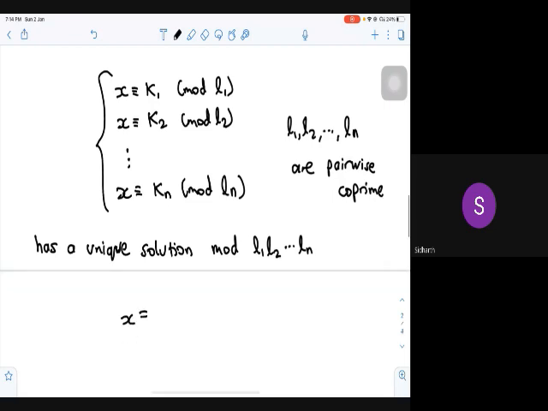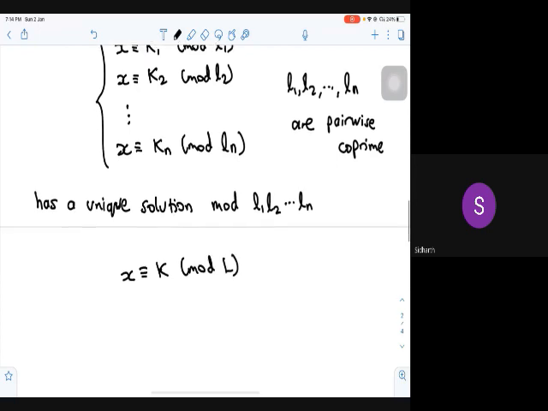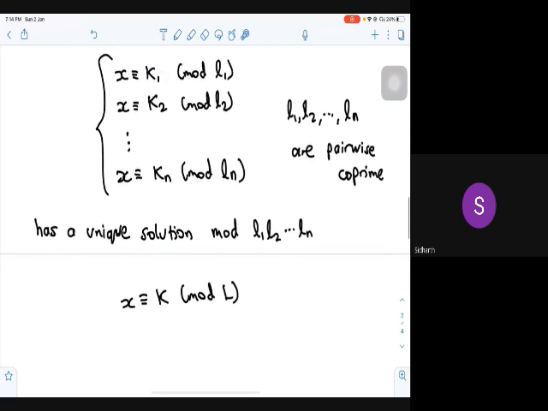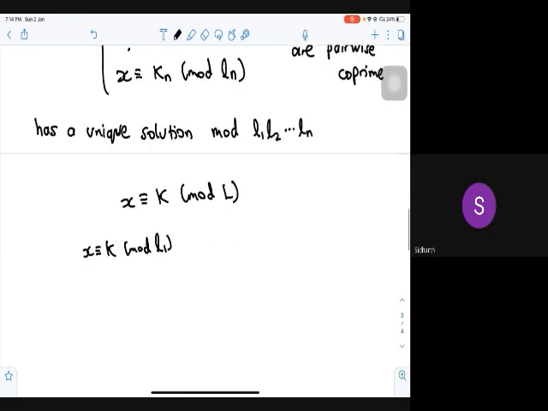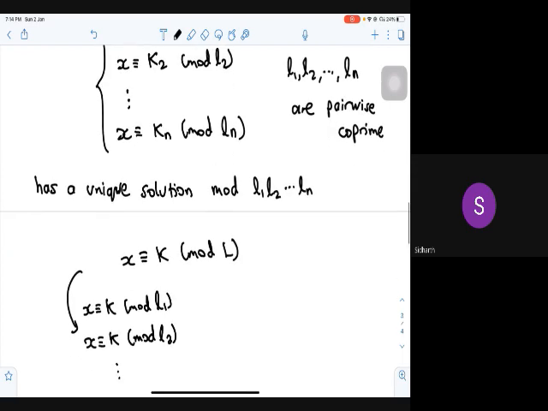Now, if you have something like x is congruent to k mod L, and suppose these are all prime factors or any coprime factors of L, then you can break it down into x is congruent to k mod L1, then x is congruent to k mod L2, and so on. So you could break it down. So it works both ways. So this is the essence of the Chinese remainder theorem.